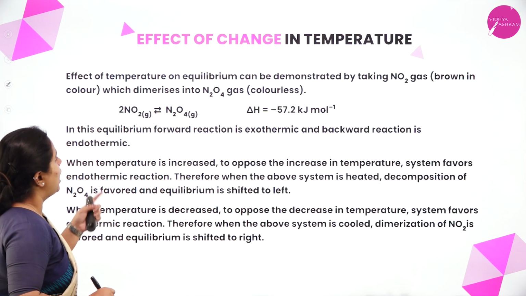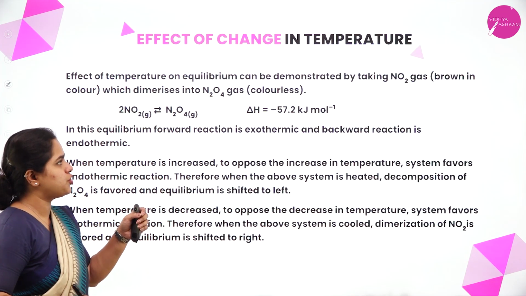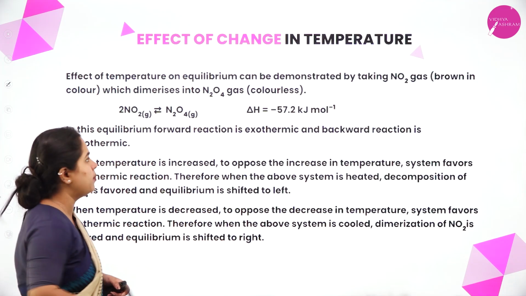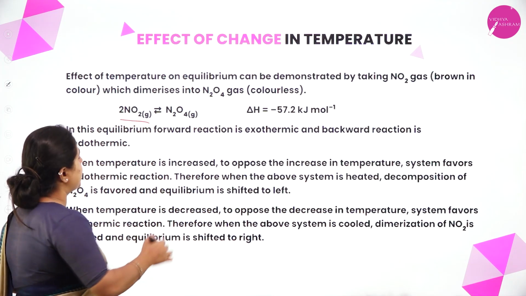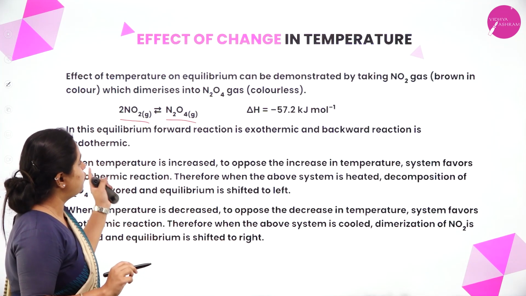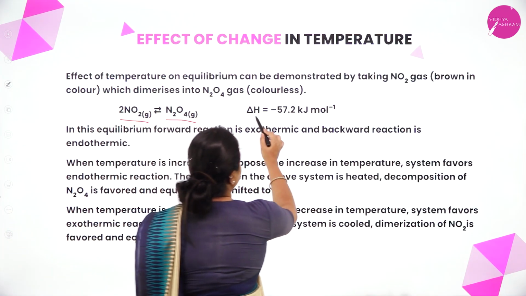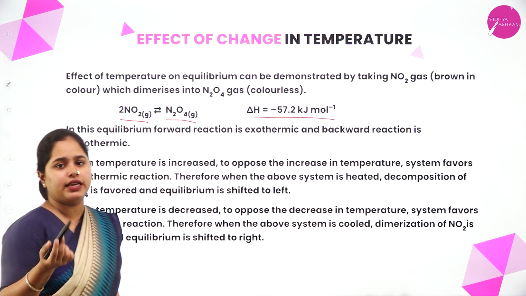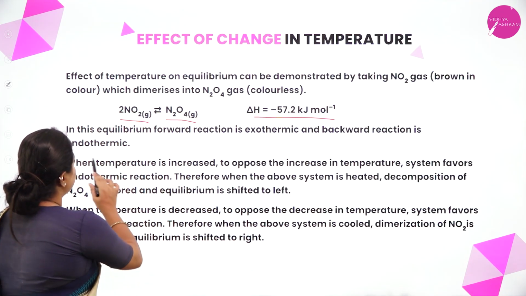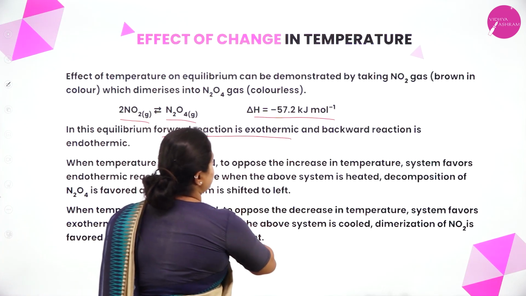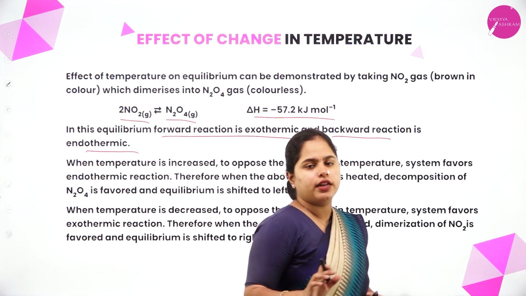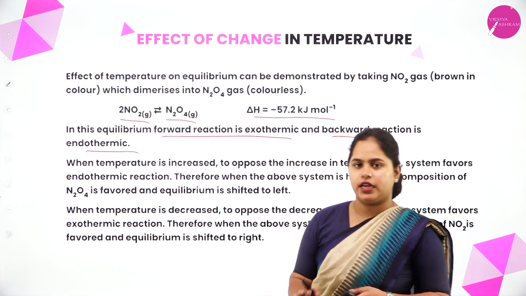Let's take an example. Effect of temperature on equilibrium can be demonstrated by taking NO2 gas which dimerizes into N2O4 gas. So, 2 molecules of NO2 will combine or dimerize to form N2O4. So, this reaction we are considering. The forward reaction, as you can see, the enthalpy is given here. The forward reaction is an exothermic reaction and the backward reaction is an endothermic reaction. So, in this equilibrium, forward reaction is exothermic and backward reaction is endothermic.